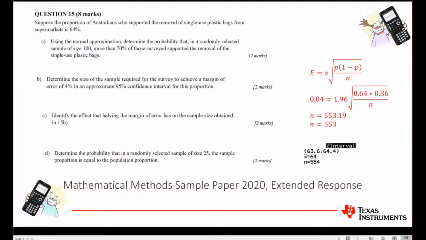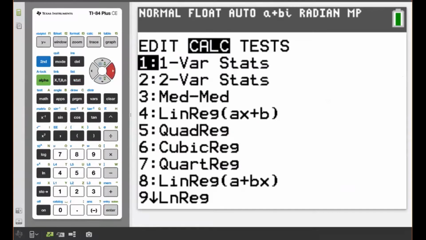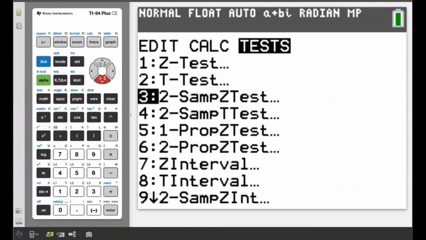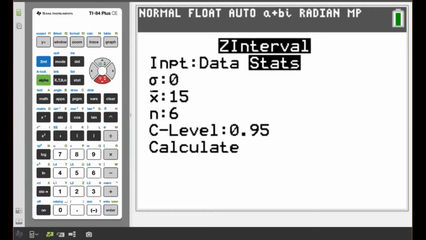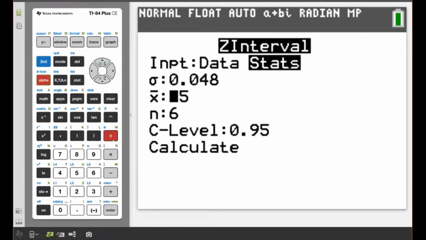Actually, we'll do this in the calculator. So if I head into stat, across into tests, in this case we've got a normal distribution confidence interval that we're working with. So if I go to Z interval, that's my normal distribution confidence interval function. Remember, we use one prop Z interval for the binomial one. I'm going to use stats. Again, my standard deviation, I put that in as S. My mean of X, my X bar, I put that in as M. N was equal to 500 and, I think it was 533 or 553?